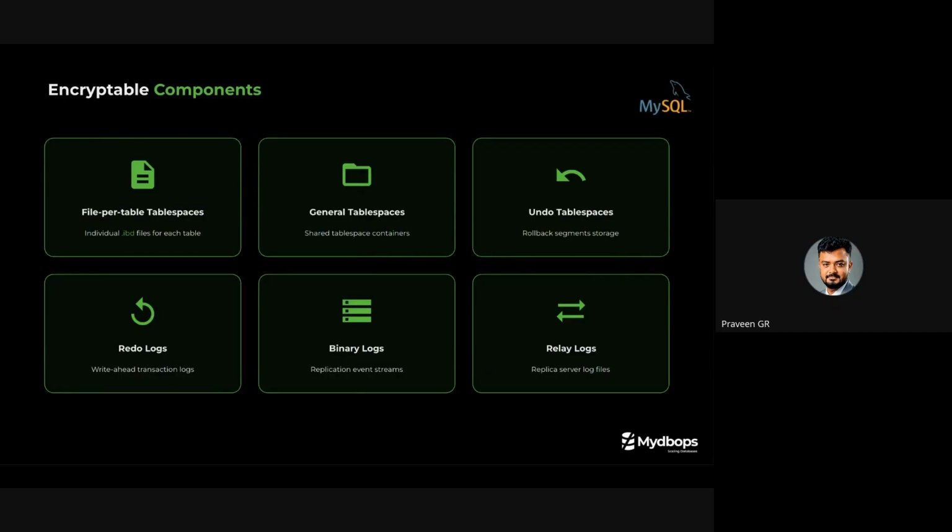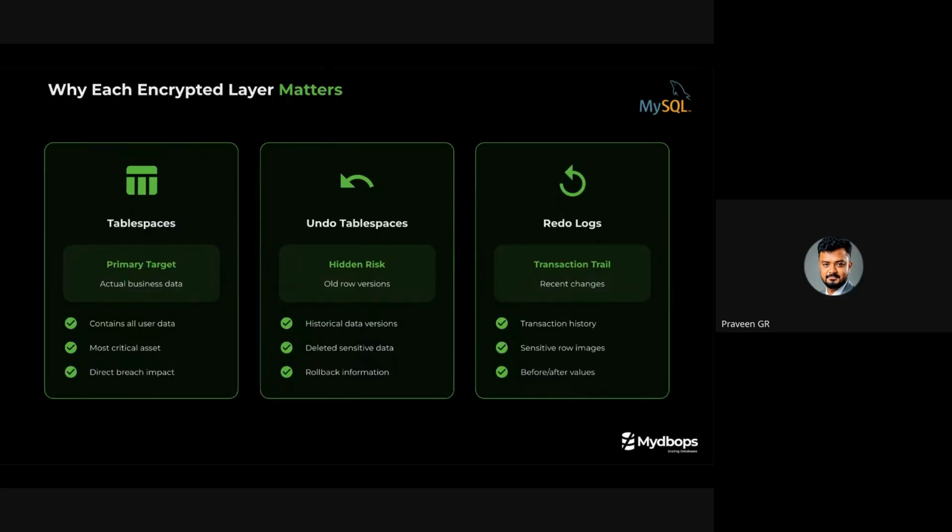The places that we can encrypt are the tablespace, the undo log, the redo log, the binary log, and the relay logs. Why do we need to encrypt everything? Why can't we go ahead with encrypting only the data files? Not only the data files have the actual data: the undo log, when a transaction is going on, generates the historical data for rollback in case the transaction gets aborted.